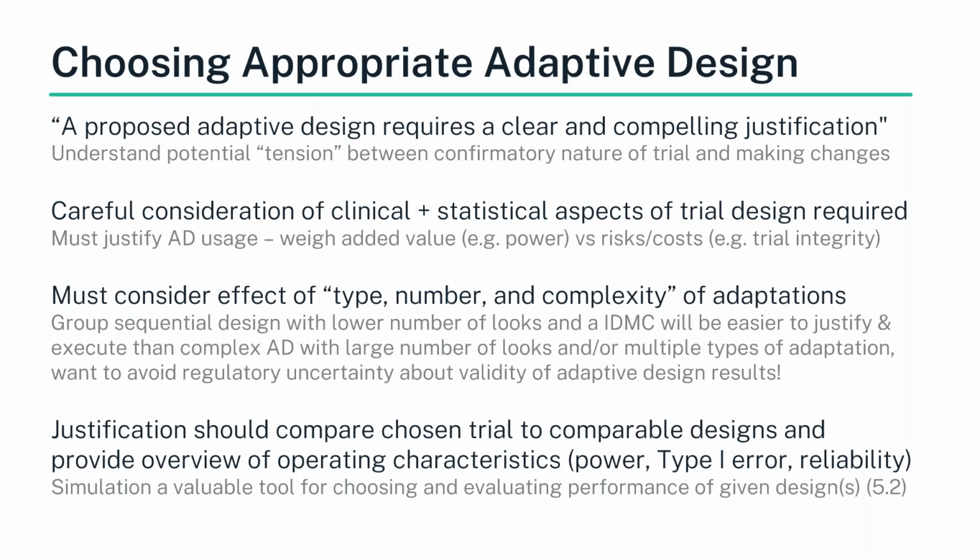The regulator is there to protect the public interest, whereas the sponsors are there to maximize their economic value. And therefore, a regulator has to have a certain skepticism of innovation to ensure that the surface area of innovation isn't being used as an excuse to lower evidentiary standards. So basically, you want to avoid regulatory uncertainty about the validity of your adaptive design results.